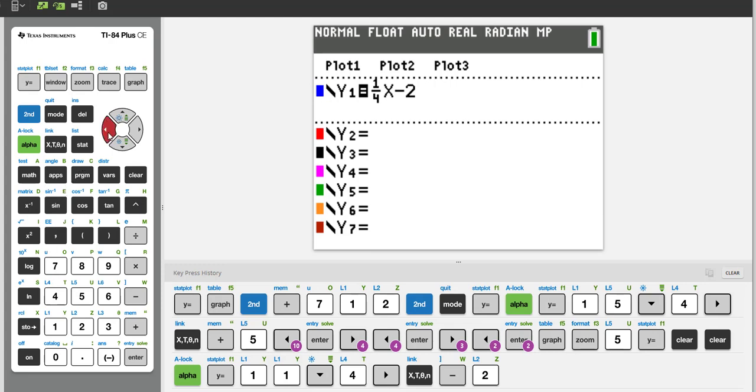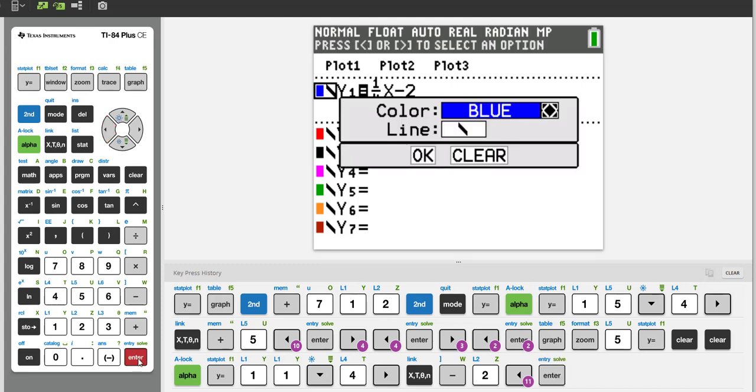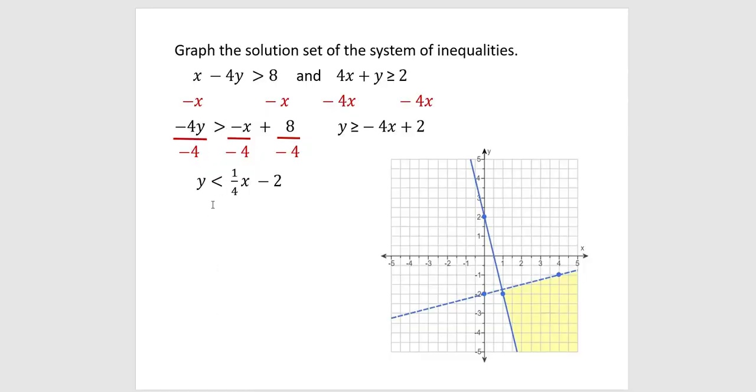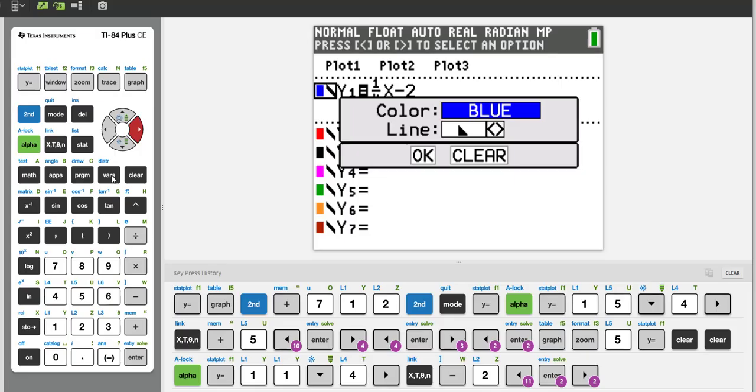Press the left arrow 10 times. Press enter to bring up the line option menu. Press enter once. I'm going to keep the default color, but change yours if you want to change to another color. Press the right arrow twice to select the shade below option, since we have a less than sign. Press enter twice when you're ready to exit the line option menu.